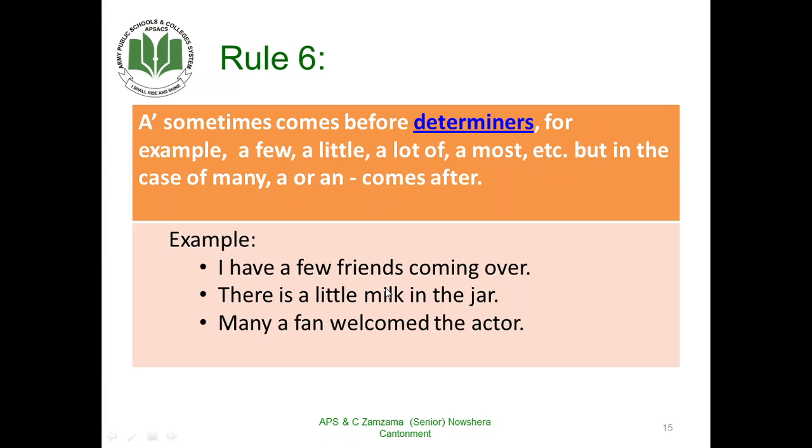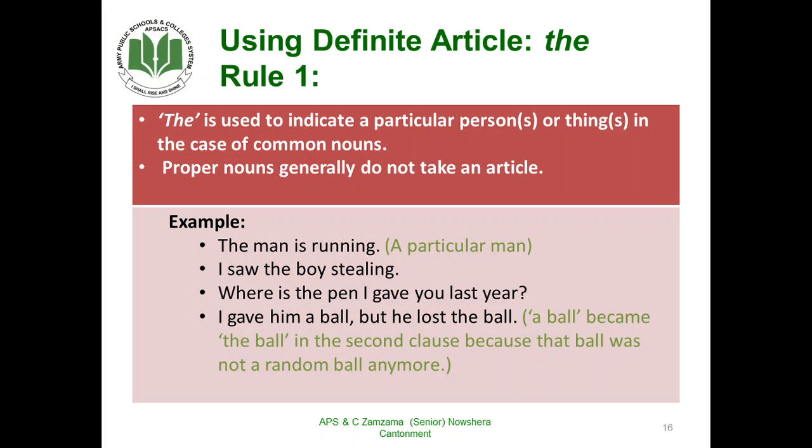"I have a few friends coming over." "There is a little milk in the jar." Here we are using "a" before the determiners with the nouns. And "many a fan welcomed the actor." With "many" we have to use it after: "many a". We cannot use it like "a many". Many a fan, many a crowd, something like that.